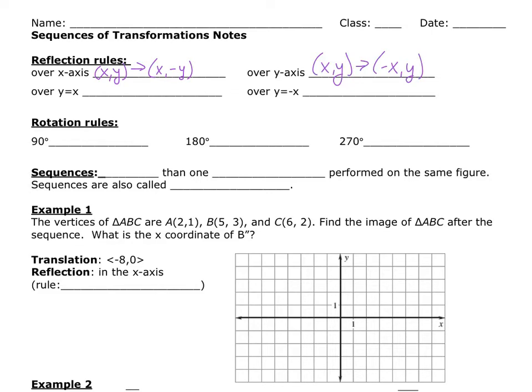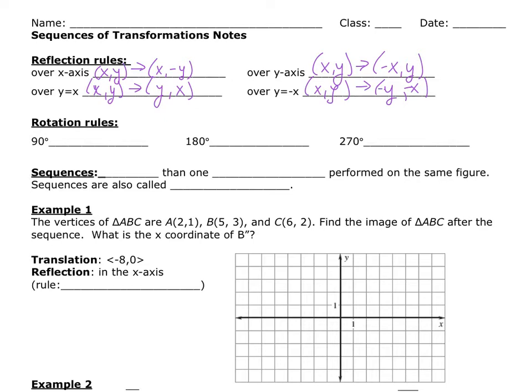If we reflect over the line y equals x, we noticed that the y becomes first and the x becomes second. When we reflected over the line y equals negative x, we noticed that our y and our x were flipped, plus the signs were the opposite of what they started with.